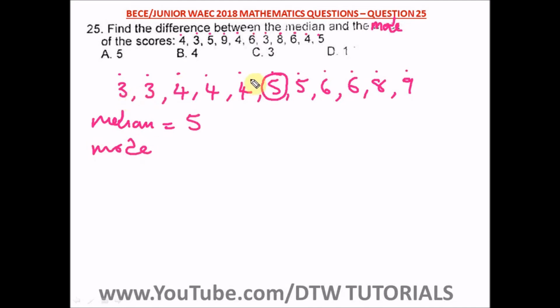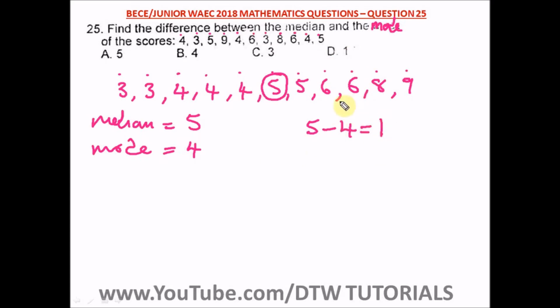All right, our mode is the highest frequency occurring data element. And this is our mode, 4. 4 is the highest occurring data element here, so our mode is equal to 4. Now the question says find the difference between the median and mode. So the difference is definitely 5 minus 4. And what is 5 minus 4? That will give us 1.